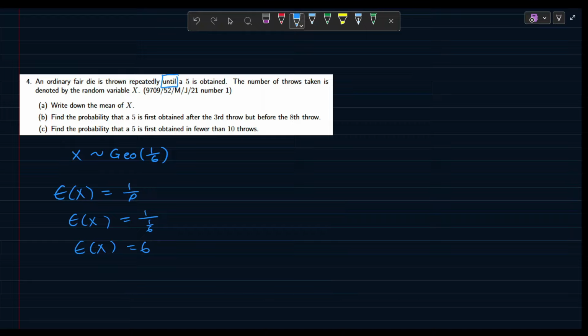Part B says find the probability that a 5 is first obtained after the 3rd throw but before the 8th throw.